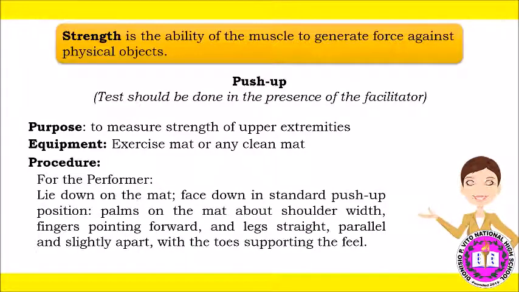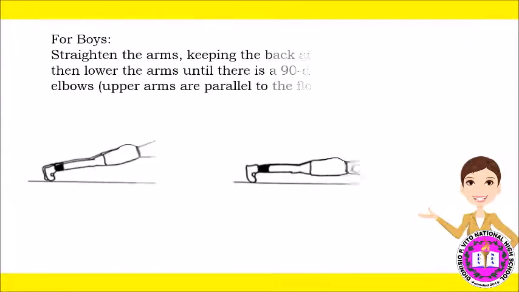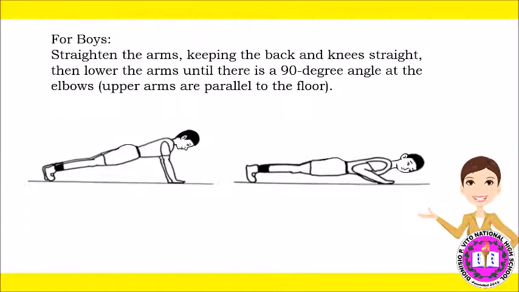Procedure, for the performer: lie down on the mat, face down in standard push-up position, palms on the mat about shoulder width, fingers pointing forward, and legs straight, parallel, and slightly apart, with the toes supporting the feet. For boys, straighten the arms, keeping the back and knees straight, then lower the arms until there is a 90-degree angle at the elbows or upper arms are parallel to the floor.